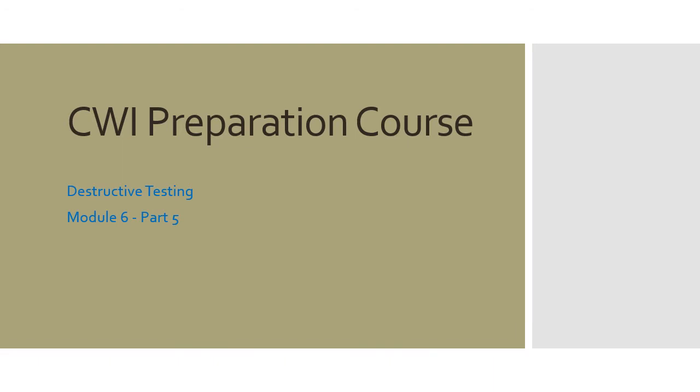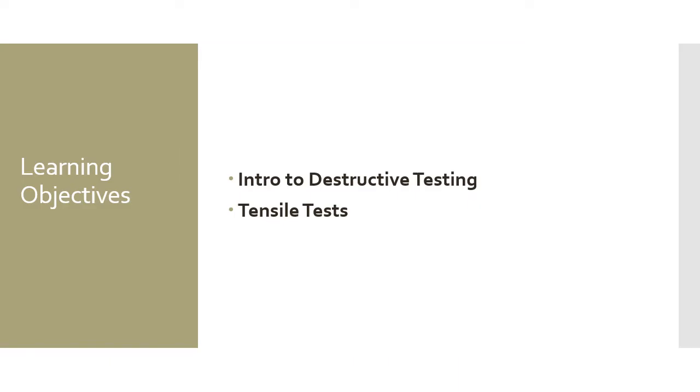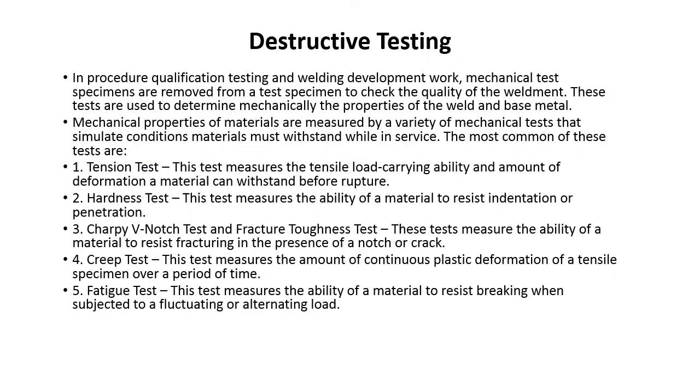CWI prep course, destructive testing, module 6, part 5. Learning objectives. In this module, we're going to touch base on intro to destructive testing and tensile tests. Destructive testing. In procedure qualification testing and welding development work, mechanical test specimens are removed from a test specimen to check the quality of the weldment. These tests are used to determine mechanically the properties of the weld and base metal.